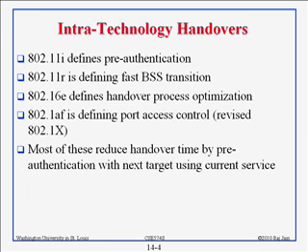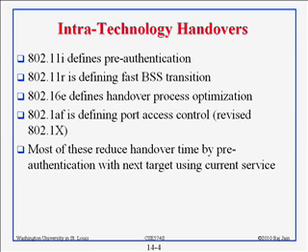Now, horizontal handovers are already defined. 802.11i defines pre-authentication. Pre-authentication means that before you join an access point, you could be authenticated already. That is defined in 11i. 11r defines fast BSS transition, where you can go from one basic service set to another basic service set using that standard, changing again the access point.